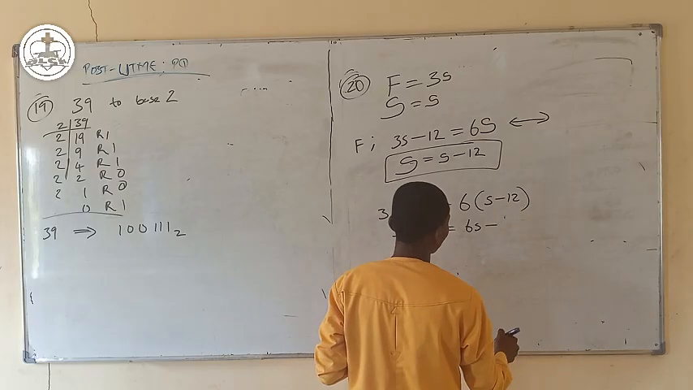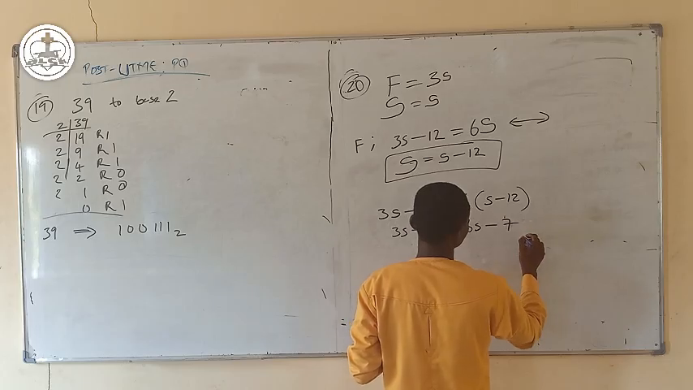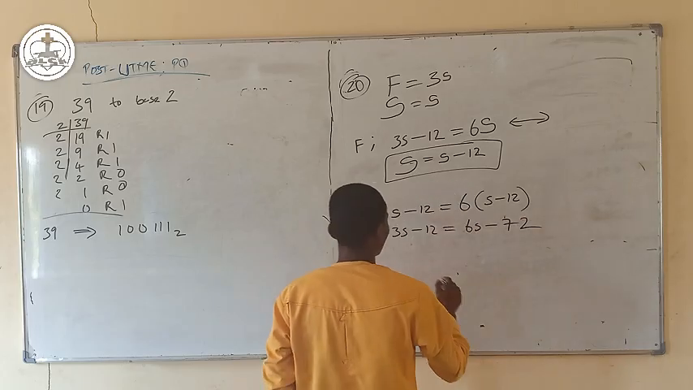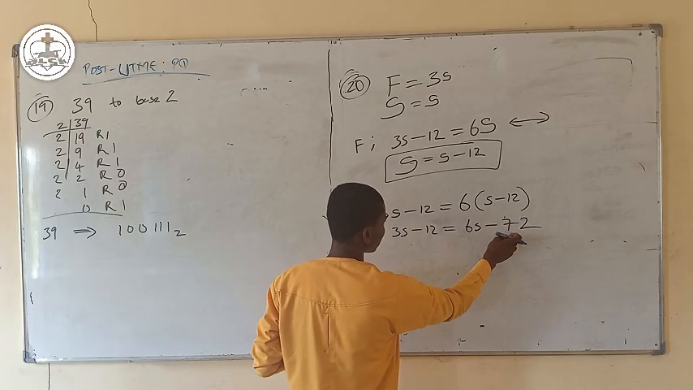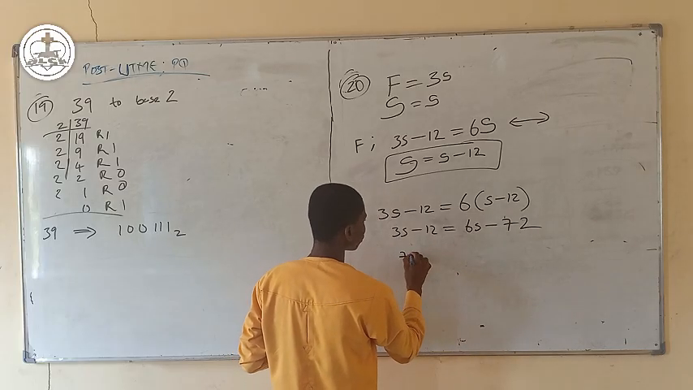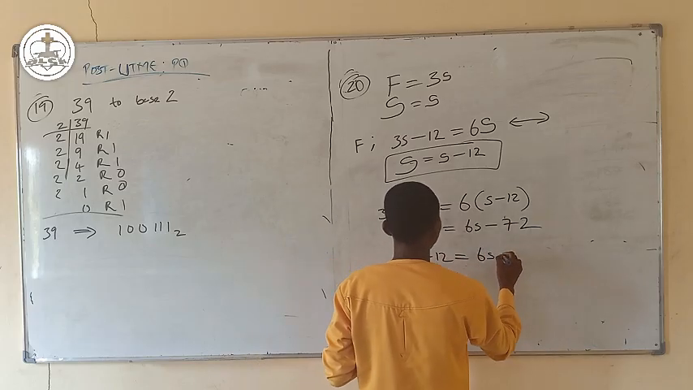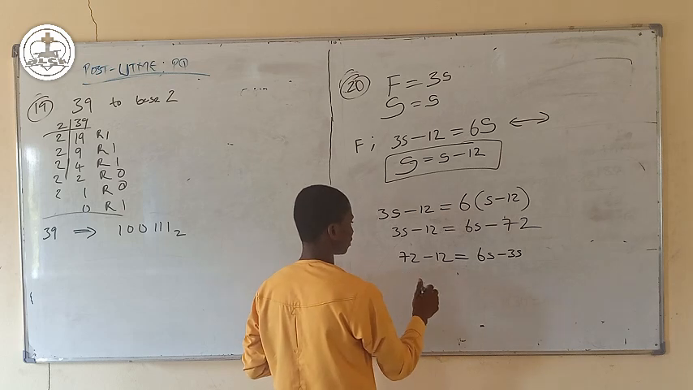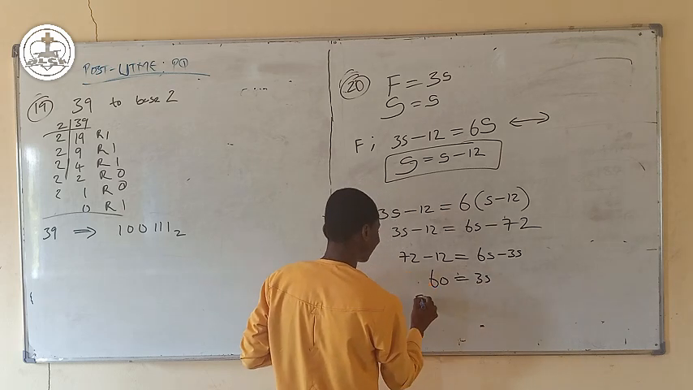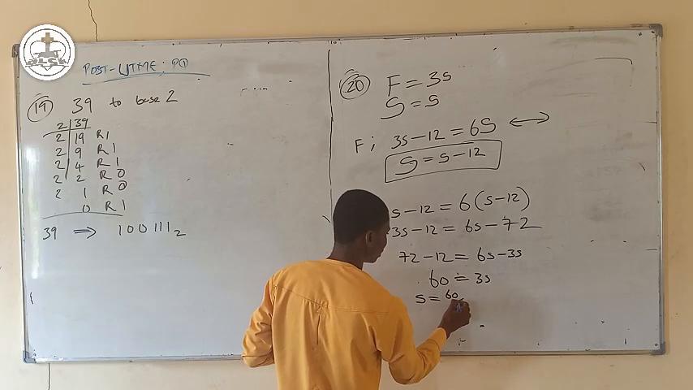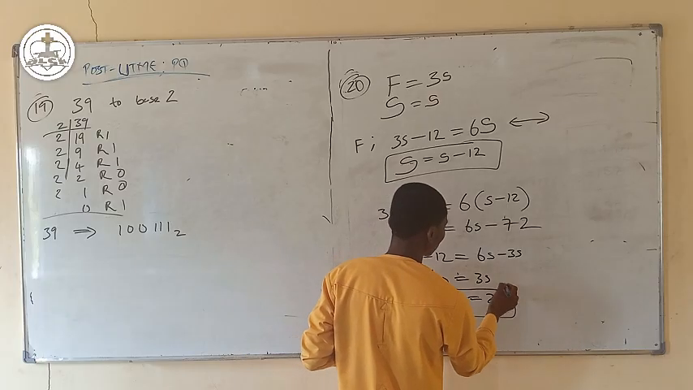We are going to get 72. If we collect like terms, take this to the other side and take 72 here. We get 72 minus 12 is equal to 6s minus 3s. So 60 is equal to 3s. The age of the son now will be 60 divided by 3, that's 20.